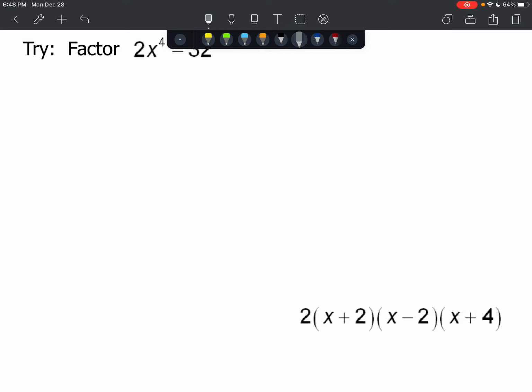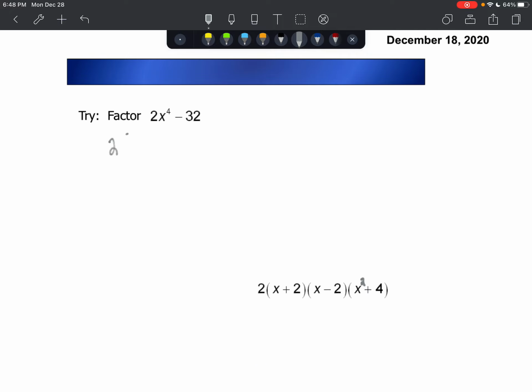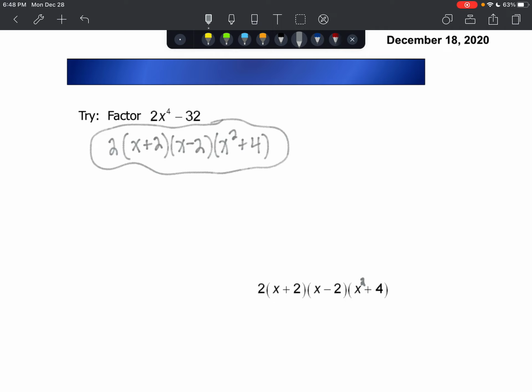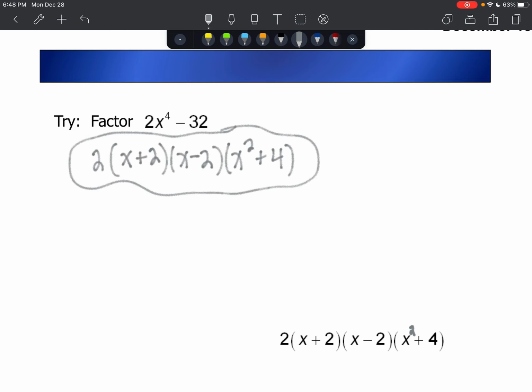There is our final answer, which is missing a squared right there. It is 2 times x plus 2, x minus 2, and then x squared plus 4. So it was missing that squared right there. I wrote it in. Give yourself a pat on the back. You did great.